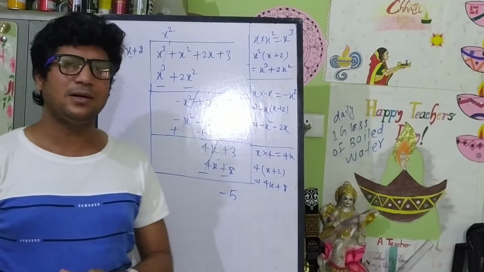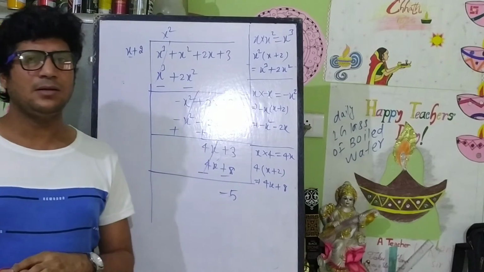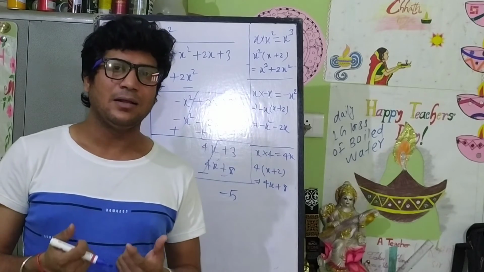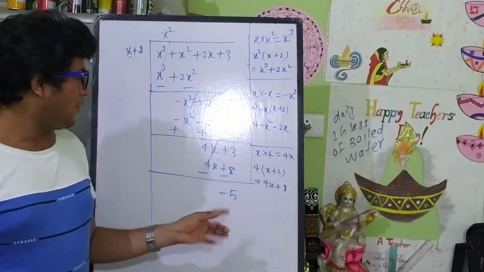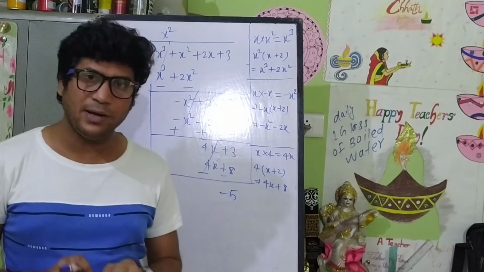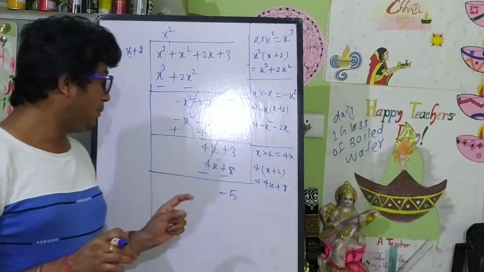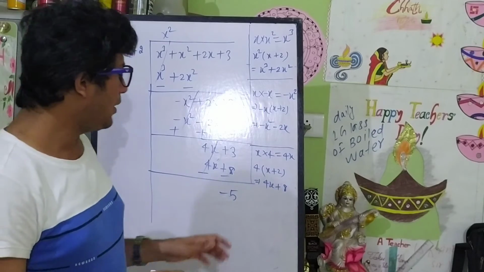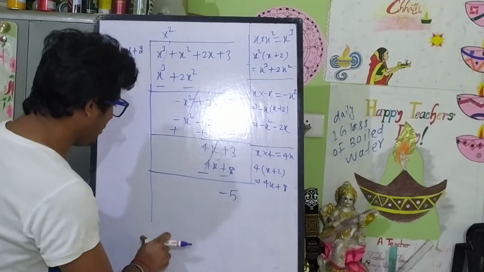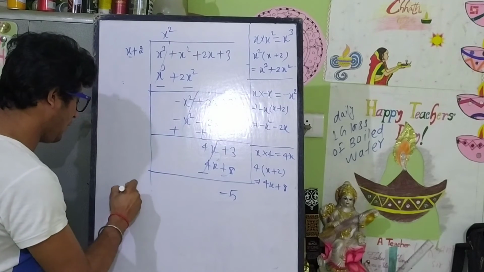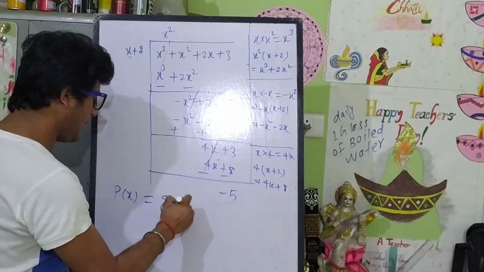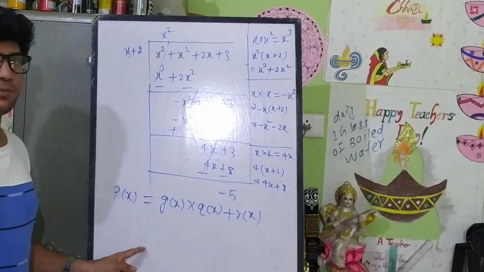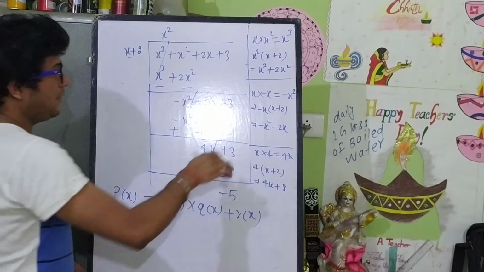So you see, the remainder theorem is the simplest way of finding the remainder. Long division is the long method, but the remainder theorem finds the remainder without using the long division method. So we get minus 5. Now we can also verify using the verification formula we already know, the division algorithm. What is the division algorithm? P of x equals g of x into q of x plus r of x.